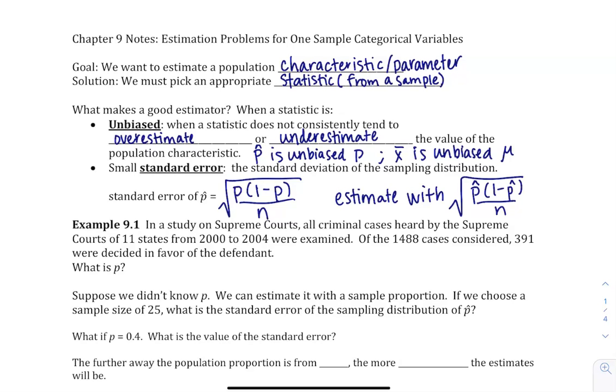So let's look at example 9.1. In a study of Supreme Courts, all criminal cases heard by the Supreme Courts of 11 states from 2000 to 2004 were examined. Of the 1,488 cases considered, 391 were decided in favor of the defendant. So the first thing we want to identify is, what is p? What is it that we're trying to estimate? In this case, it makes sense for us to determine the true proportion of all cases in Supreme Courts from 2000 to 2004 decided in favor of the defendant.